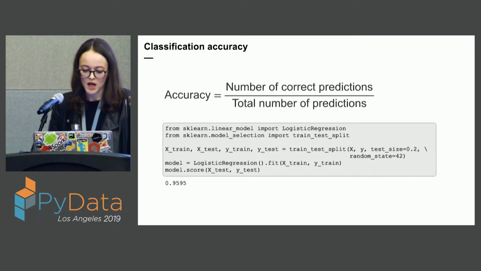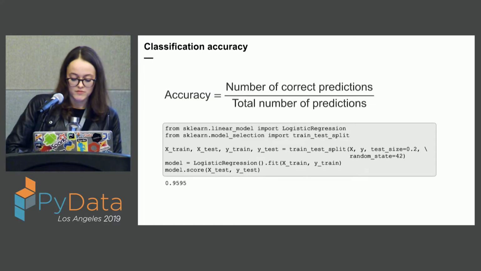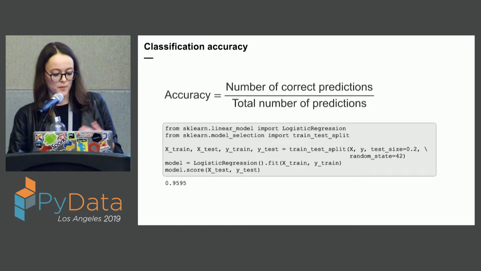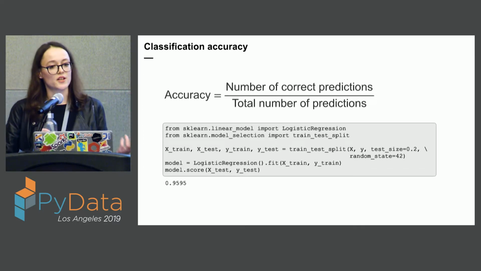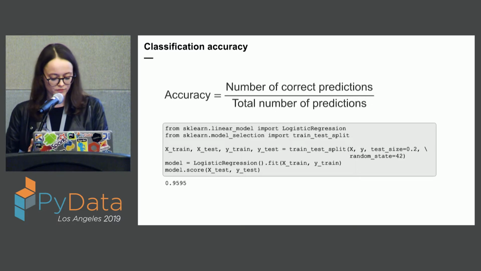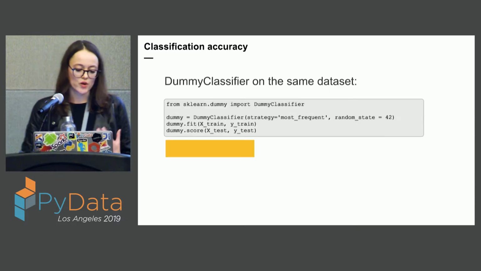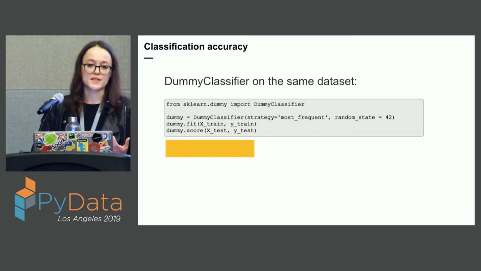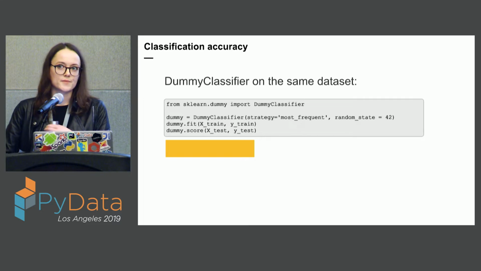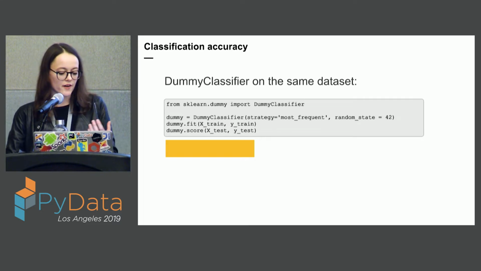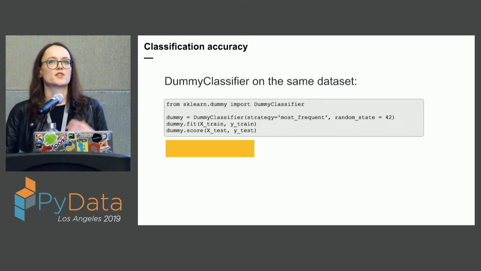So in this case, I get 96% accuracy, and it may seem great, but except from this example, we don't know really if it's a good accuracy or not. And to illustrate this, I took the same data and I trained a dummy classifier on the same data. In scikit-learn, a dummy classifier is a classifier that doesn't learn anything from the data, but it follows some strategy.